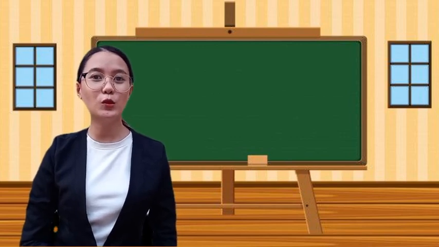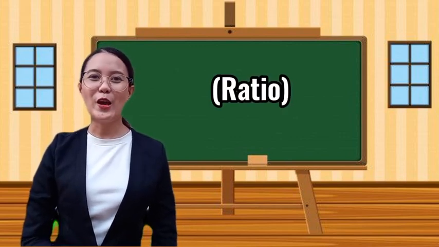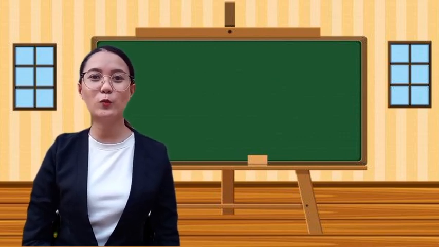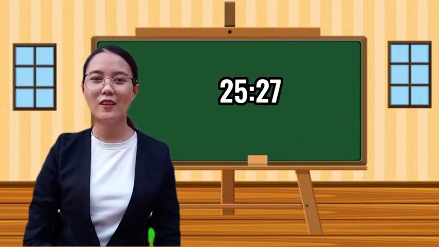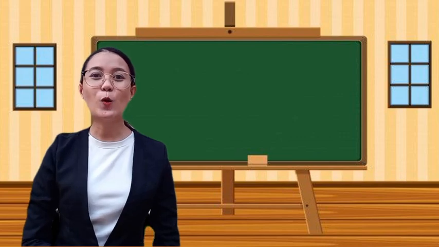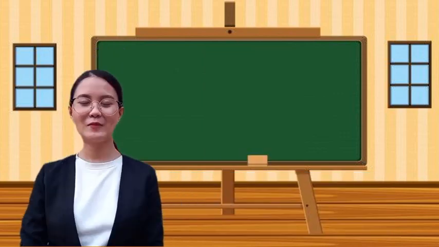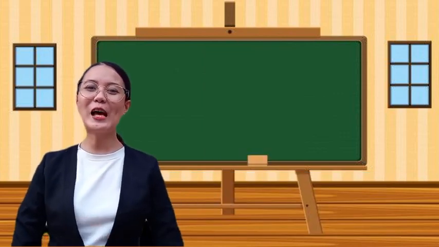So, you will have to use. Very good. So, how will I write the ratio of the 25 boys to the 27 girls? Exactly. So, you can also write the ratio in a fraction form. How? Very good. Now, let's have another example.